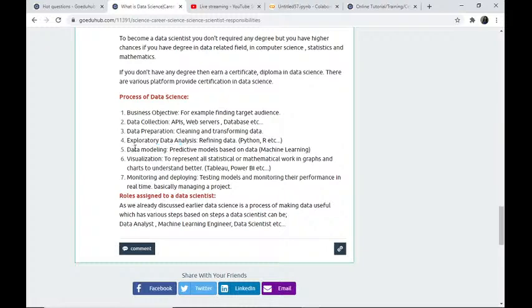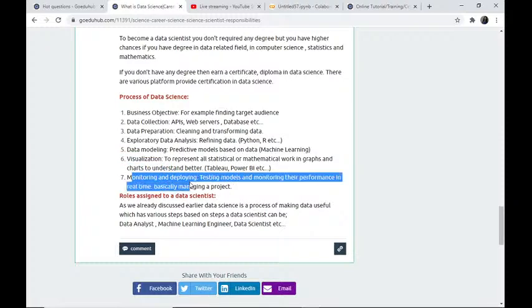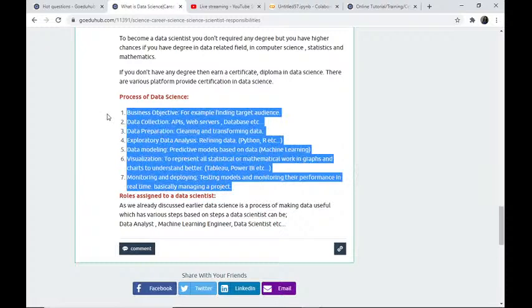And then you can say data modeling, predictive models based on the data, that is the part of ML, and visualization to represent all the statistical and mathematical work in the form of graphs, charts to understand better. You can go for Tableau, you can go for Power BI, all these tools also you can learn. And then monitoring and deploying, testing the models and monitoring their performance in real time, basically managing a project. These are the basic tasks of a data scientist.